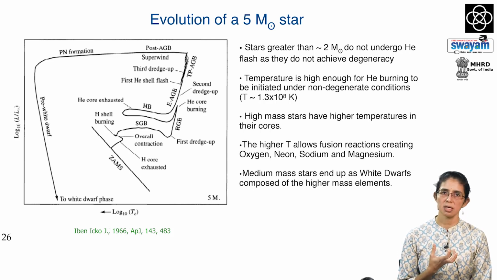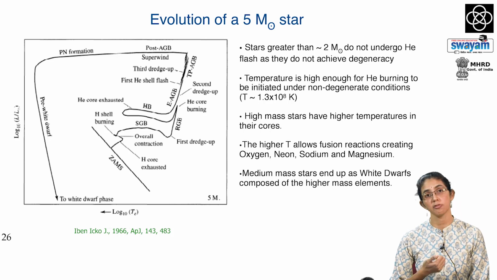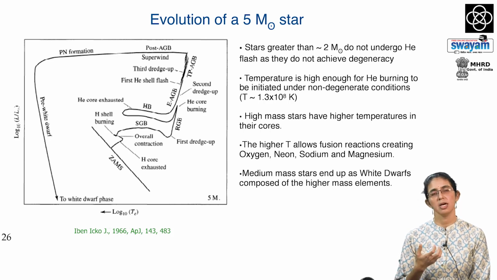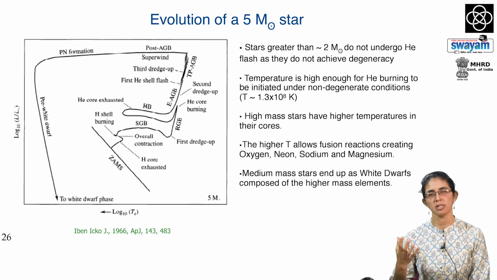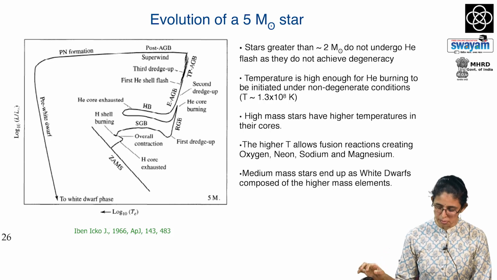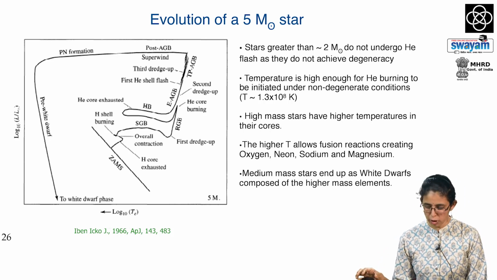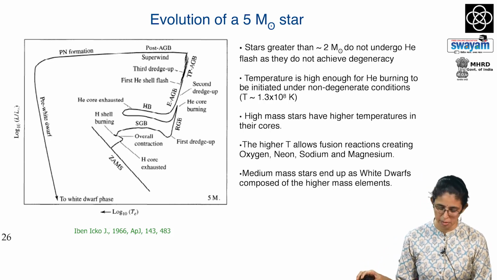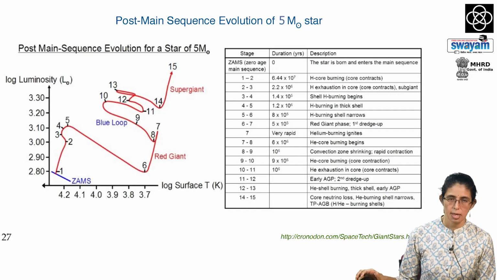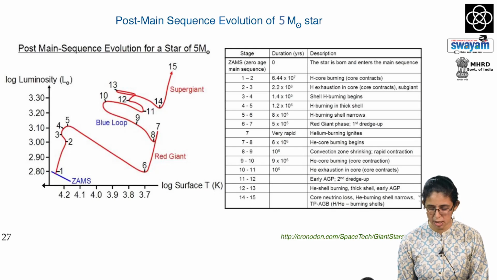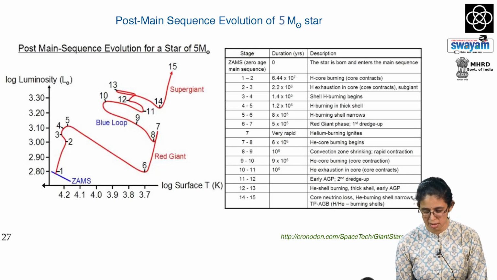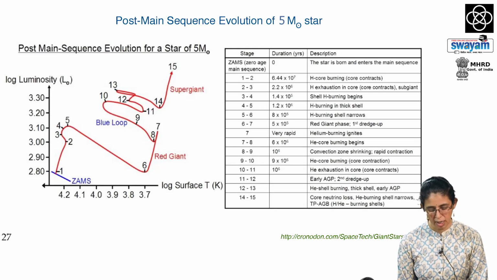It may stop at a helium degenerate core, and for higher mass stars, you may have a carbon-oxygen core along with neon, magnesium and other degenerate cores. So, medium mass stars also end up as white dwarfs, but with higher mass elements. This again shows the post main sequence evolution of a 5 solar mass star, and the table shows the various stages and the time durations.